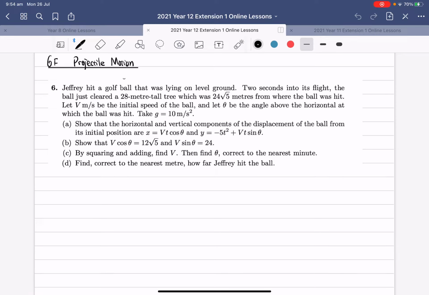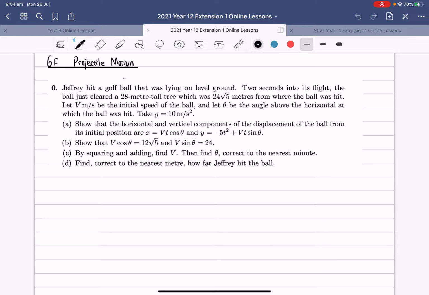Okay, exercise 6F, projectile motion. Now, in this exercise, there's nothing new, all right? There is no new content at all. For the extension to projectile motion, I reckon the question is just getting a bit harder.